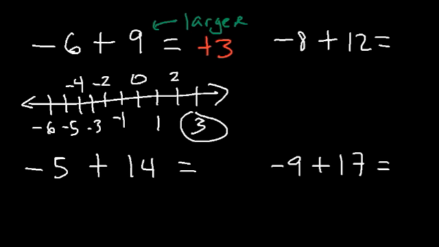-8 plus 12, that's going to equal +4. -5 plus 14, that's 9. And -9 plus 17 will give you 8.